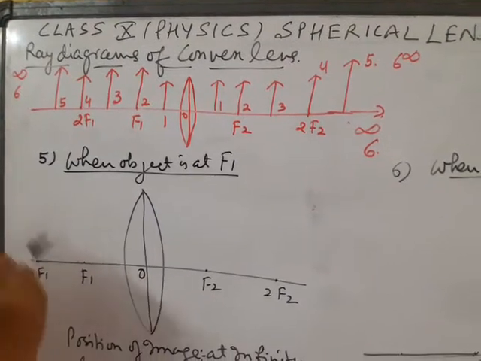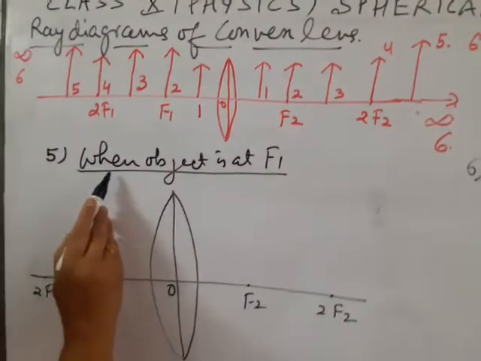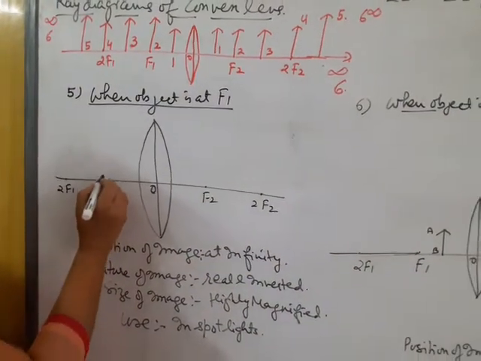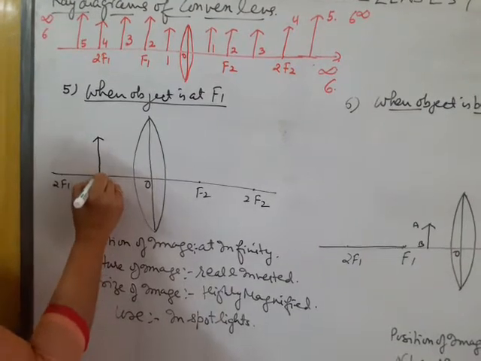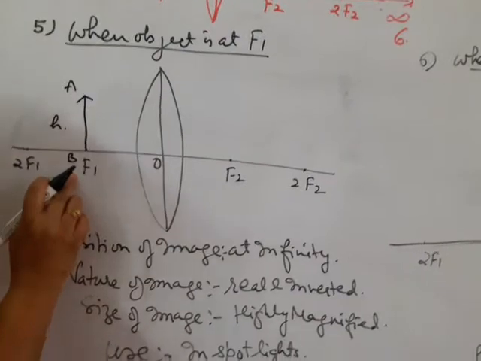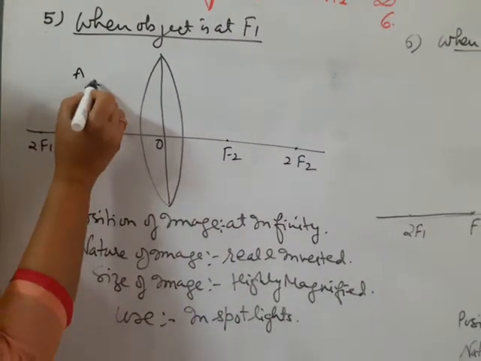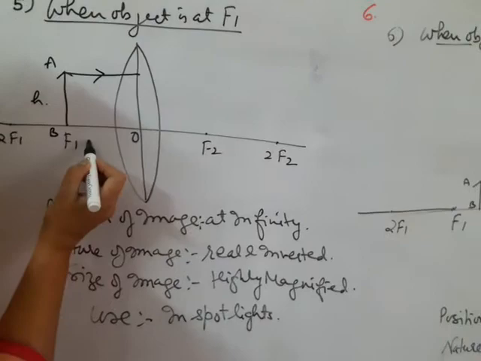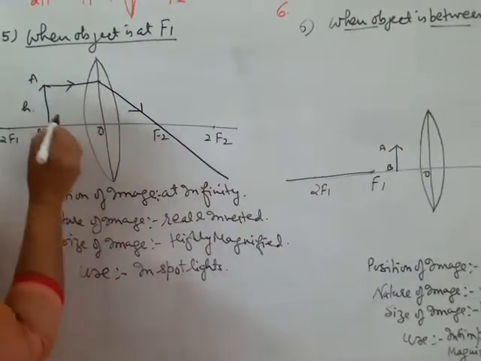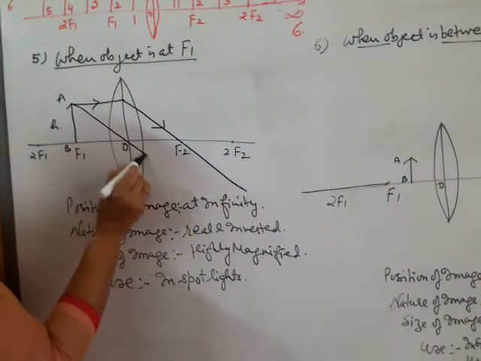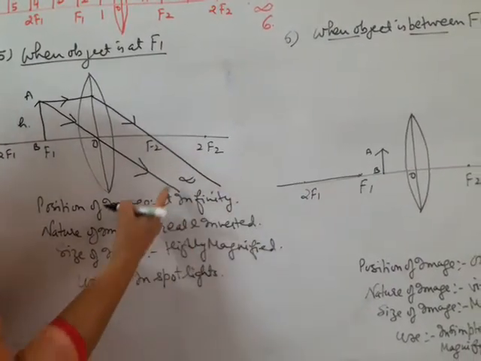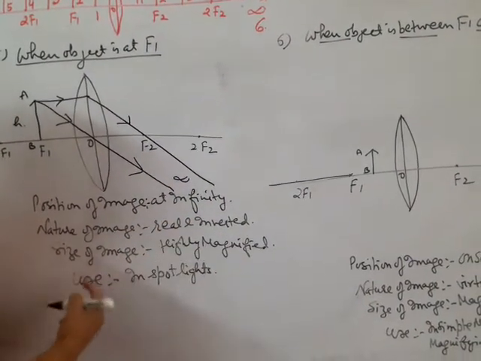Yes, students, fifth position is when object is at F1. Let's keep an object AB of height h at F1. Apply the rules. First ray parallel to the principal axis passes through focus. Second ray passing through optical center goes straight and image will be formed at infinity.